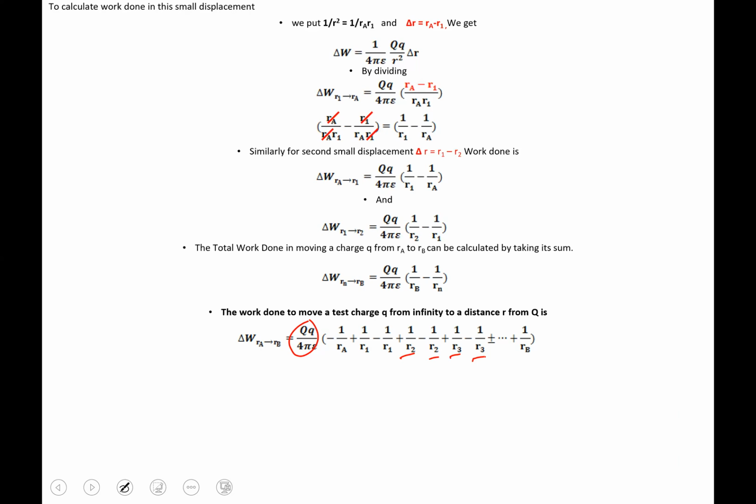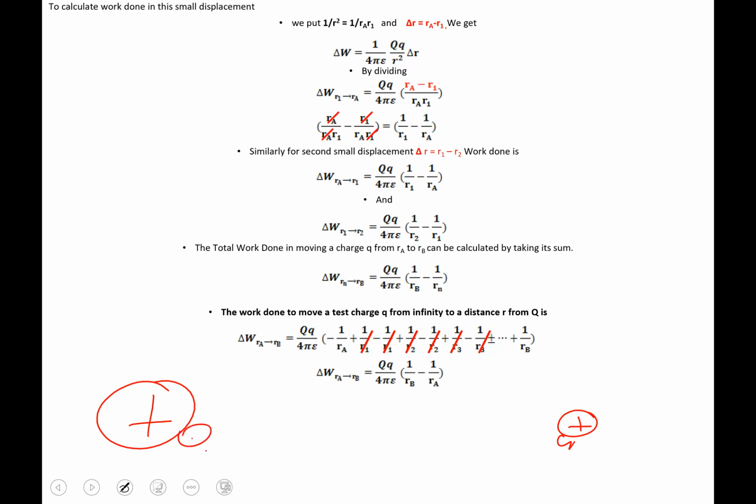As you can see, one is plus and one is minus, so all the terms in between are going to be cancelled out like this. Only two terms are left behind, 1 over ra and 1 over rb. So the work done from ra to rb is going to be the isolated charge Q, the test charge small q, divided by 4 pi epsilon naught, 1 over rb minus 1 over ra.